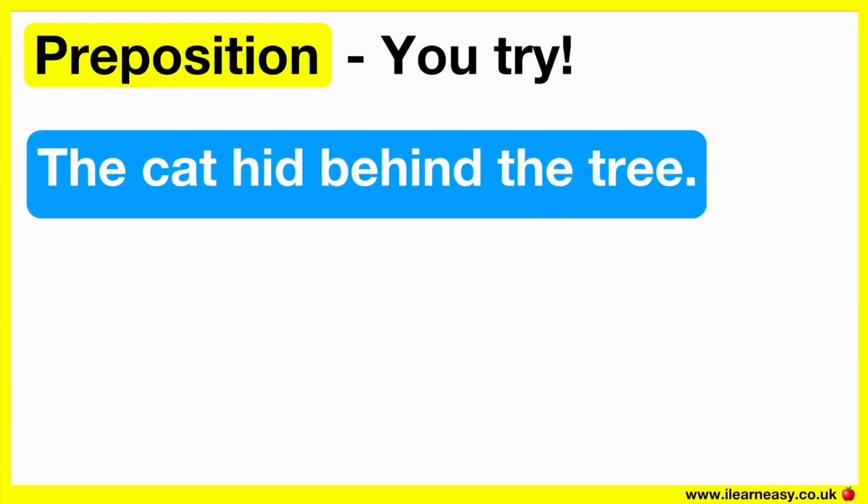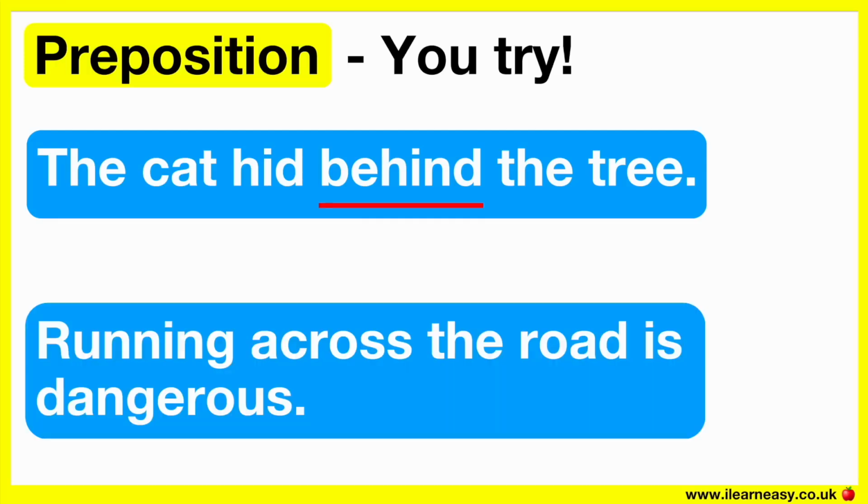The cat hid behind the tree. The preposition in this sentence is behind. Running across the road is dangerous. The preposition in this sentence is across.